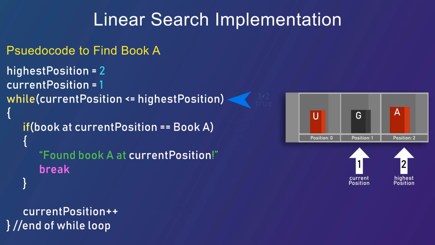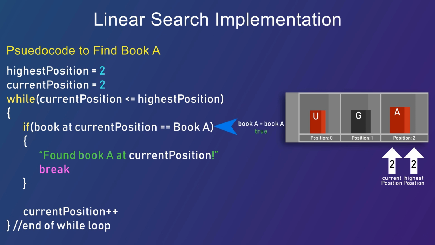Our current position is still less than the highest position in the bookshelf, so we'll go through the loop again. The book at position 1 is not book A, so we'll skip the if statement, add 1 to our current position again, and return to the top. Our current position number is equal to our highest position number, so we'll go in the loop. At this point, the book at position 2 is equal to book A, so we'll go into the if block, say we found book A at position 2, and break out of the loop. Congratulations! You just found book A by using linear search.